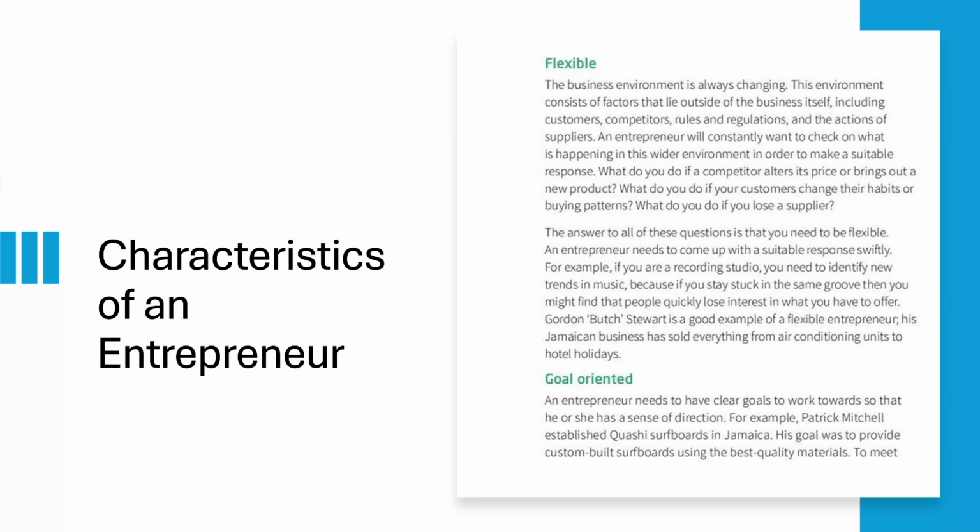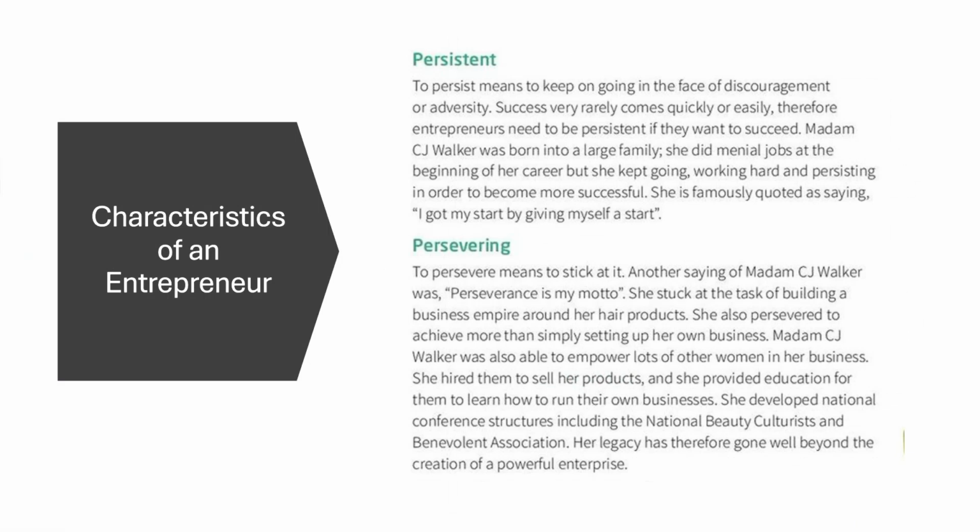Goal oriented, an entrepreneur needs to be able to work towards a goal and stay put on that direction, right? Persistent. An entrepreneur needs to be persistent, which means that they need to keep going even when they face discouragement or adversity. And persevering, which means that you stick to it. Stick to your plan. Stick to your goal. Stick to whatever you said you were going to do.